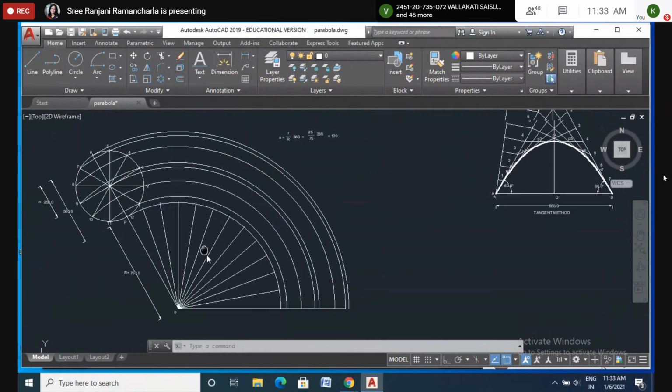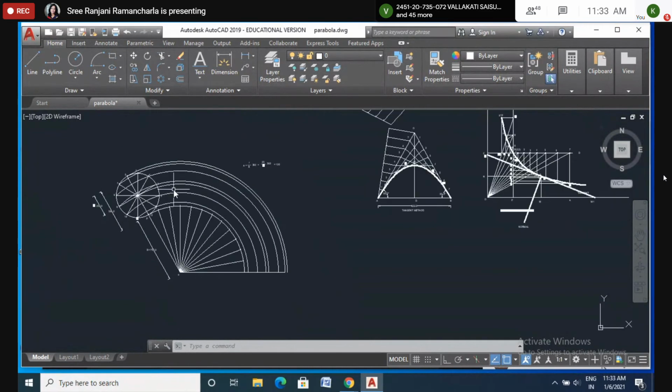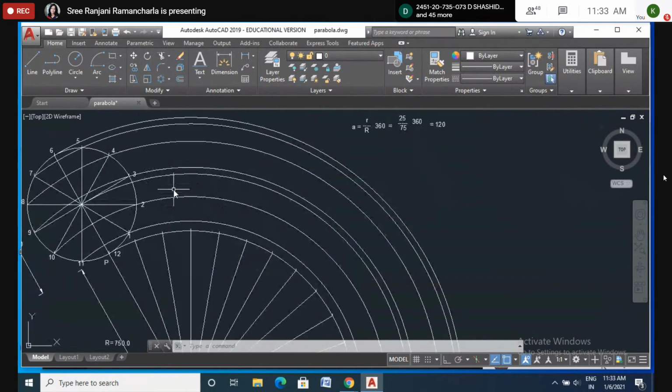Now here we have to extend these lines. You extend this line till the center line. See this one, please look carefully. This is the center line. Which line is passing from the center? So till here we have to extend all these lines.